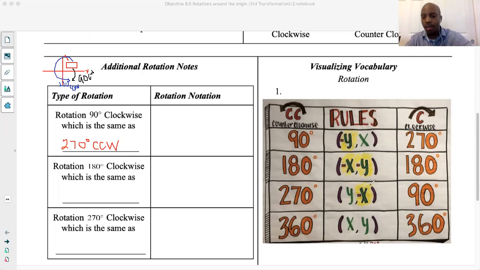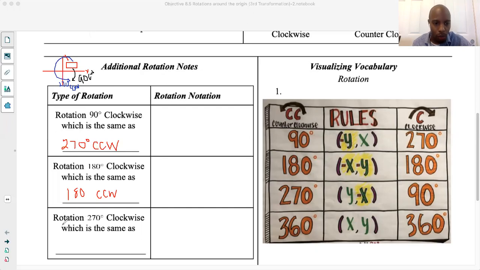Awesome. All right, so the rule would be the same if you're doing 270 degrees counterclockwise or if you're doing 90 degrees clockwise, okay? So let's keep going. Let's look at the next one, right? 180 degrees clockwise rotation. That would be the same as 180 degrees counterclockwise, right? They're the same. These are the exact same. And if you look on the table here, you'll see 180 degrees counterclockwise, 180 degrees clockwise. They are the same exact rule.